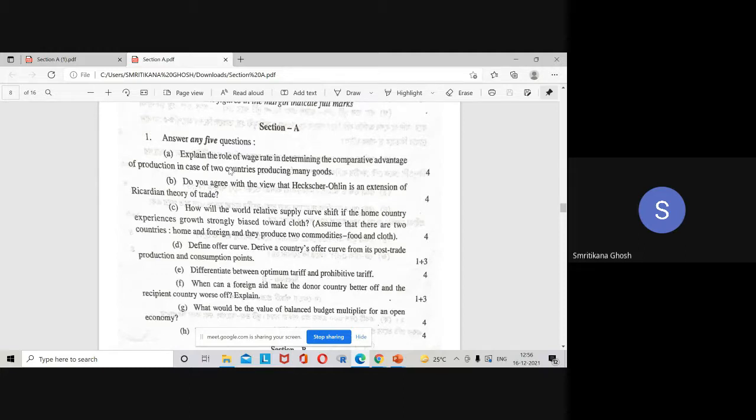How will the world relative supply curve shift if the home country experiences growth strongly biased towards clothes? Assume there are two countries, home and foreign, producing two goods, food and clothing. If the growth is strongly biased towards clothing, the relative supply curve, that means the step diagram, how will it shift? Can you give the idea? How will that stepped relative supply curve shift if the home country's growth is biased in favor of clothing?